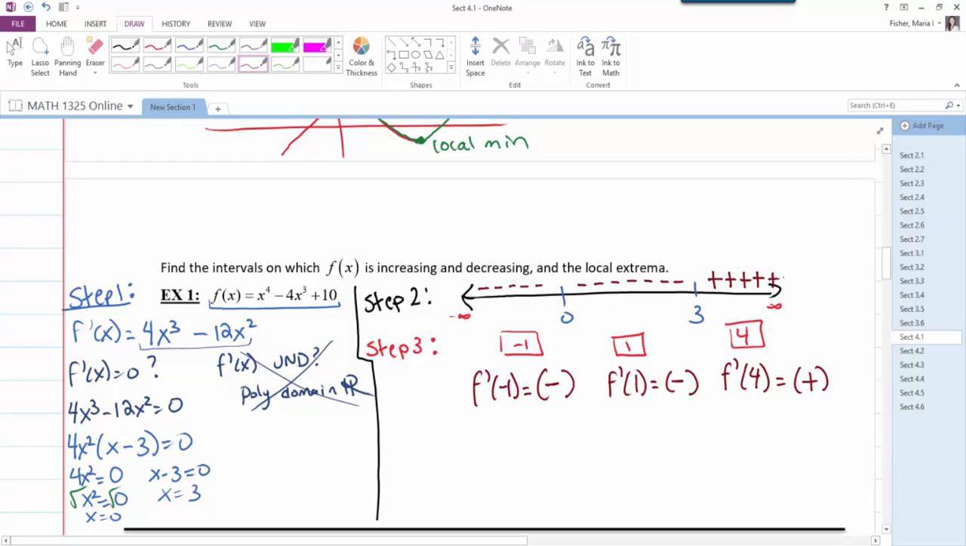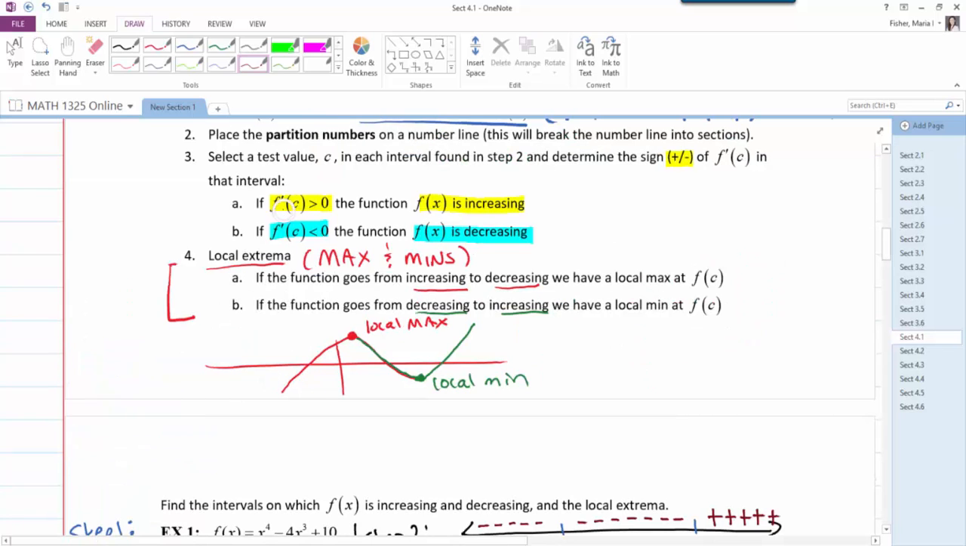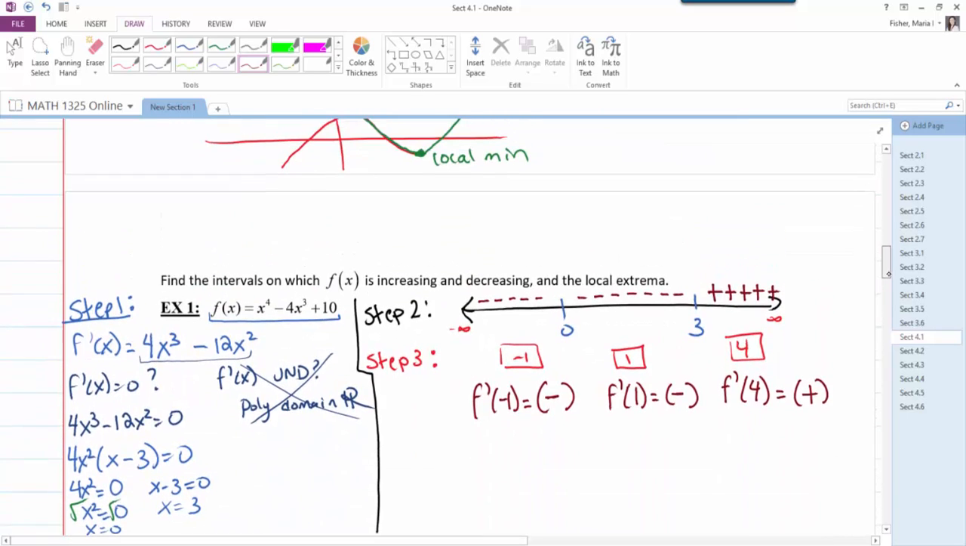So step 3 said select a test value from each interval found in step 2 and determine the sign, positive or negative, of the first derivative in that interval. And then it says, hey, anywhere where your first derivative is greater than 0, which means you're positive, your function is increasing. And anywhere where your first derivative is less than 0, which is your negative, means your function is decreasing. So what does that mean for us?